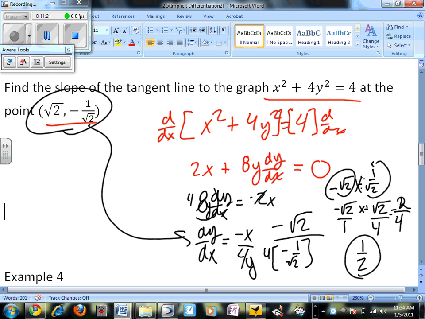Sorry about this. I forgot to bring my y over. So it should have been negative 2x over 8y, which cancels out to be a 4y. So when I plugged my negative 1 over square root of 2 in, I should have had a 4. I've been multiplying it by 4.